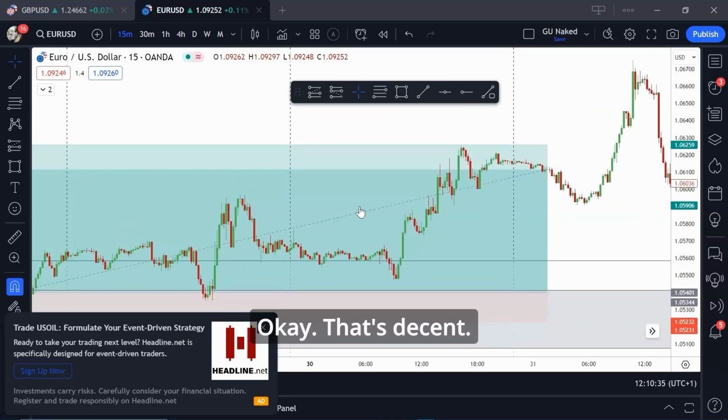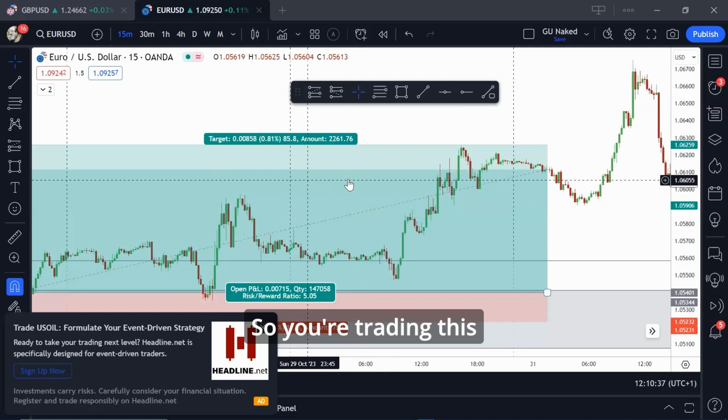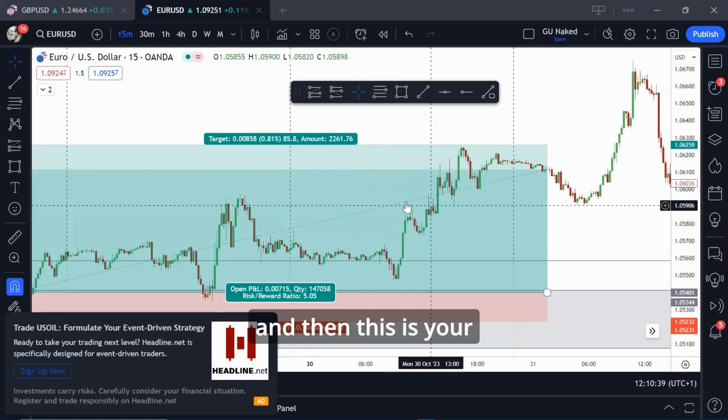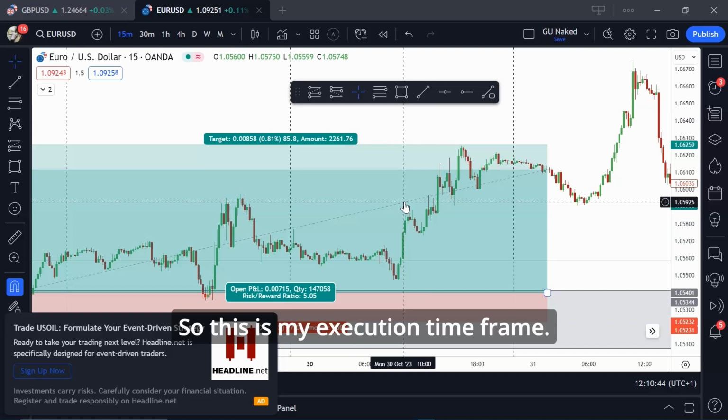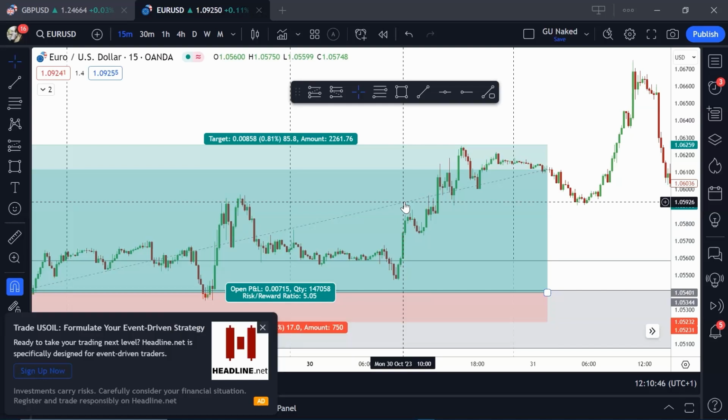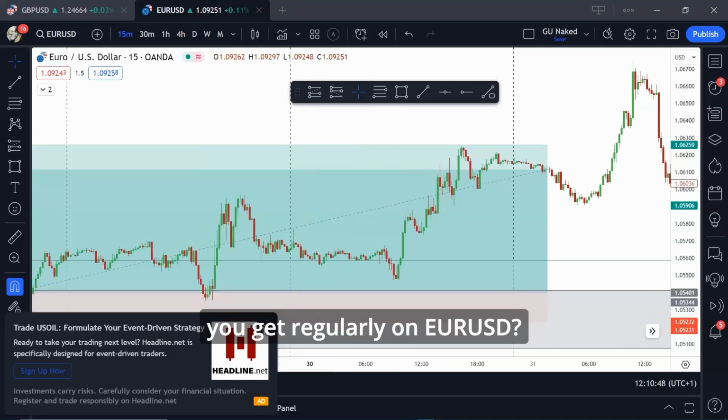Excellent. So you're trading this based on higher time frames, and then this is your execution time frame. Is it the 15-minute? Exactly, 15 is my execution time frame. And how many trade setups like this do you get regularly on EURUSD?